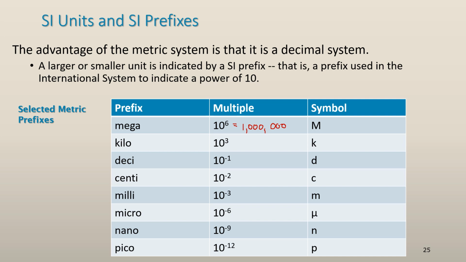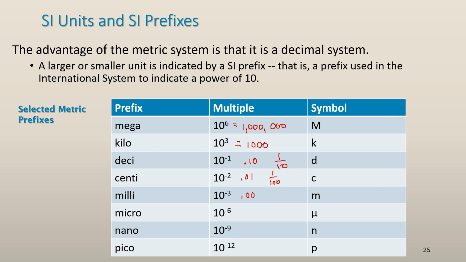Kilo, of course, is 1,000, 10 to the third. If I have 1,000 grams, I have a kilogram. If I have a kilometer, there's 1,000 meters, and so forth. Deci is one that we probably don't use so much, but deci is 0.1 or 1/10. So 1/10 of a meter is a decimeter. A centi then is 0.01 or 1 over 100. One centimeter is 1/100th of a meter.